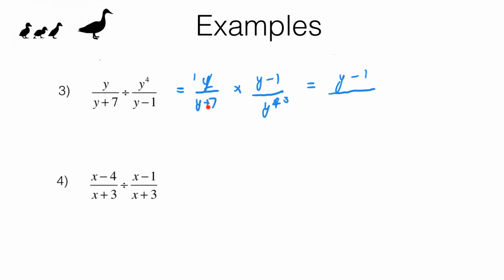And I'm multiplying y plus 7 effectively as an algebraic expression. So I'm going to put brackets around that. And then I can write my answer as y to the power 3 bracket y plus 7.